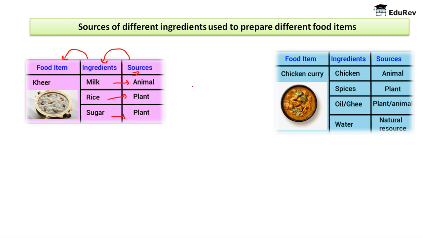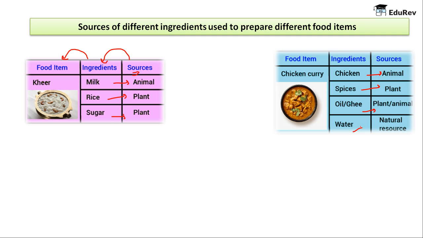Here comes another food item. Chicken curry. Chicken we get from animals. So, it is an animal product. Spices we get from plants. Oil and ghee we get from both plants and animals. Some oils, like olive oil, are examples of plant products. Ghee is an example of an animal product. We derive ghee from milk and we derive milk from cow or buffalo. So, ghee is an example of an animal product.